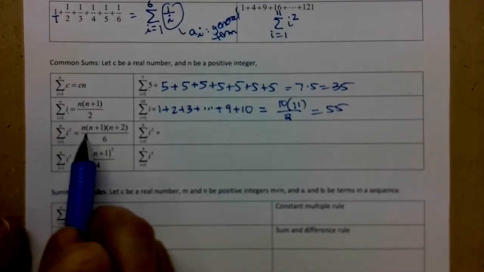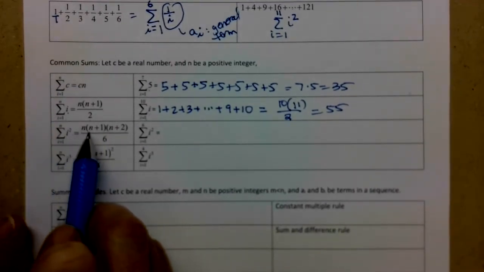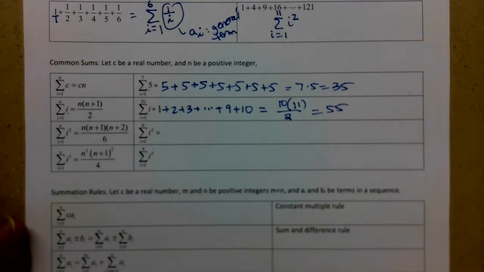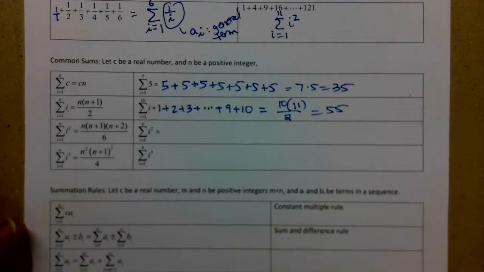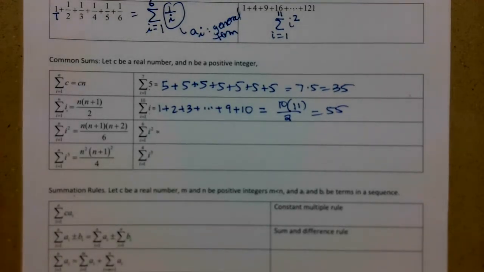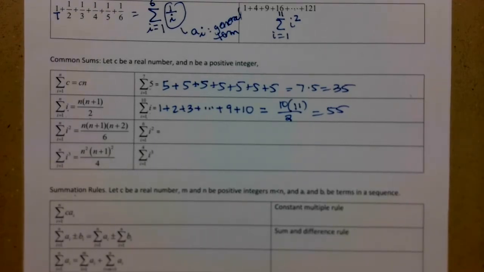Sum of the i squareds equals n times n plus 1 times n plus 2, all divided by 6. I'm going to look something up because I think I'm missing a number. I'm glad I did, and I was. It is 2n plus 1.